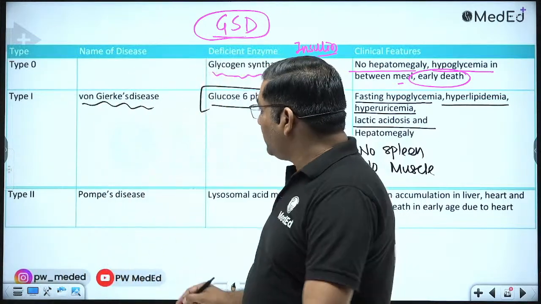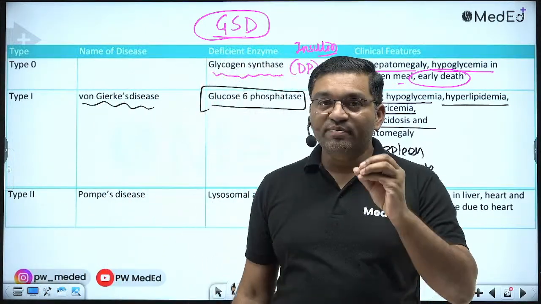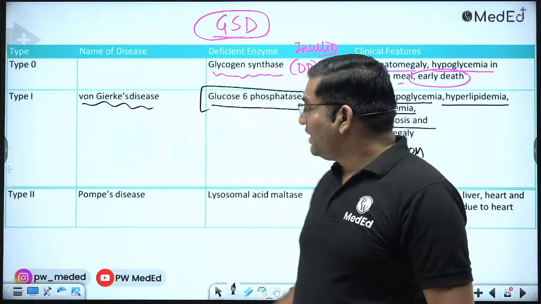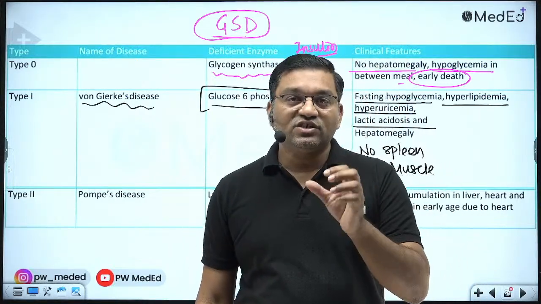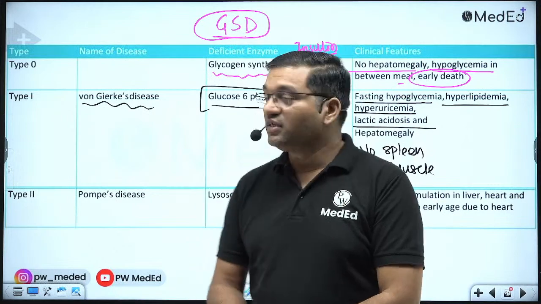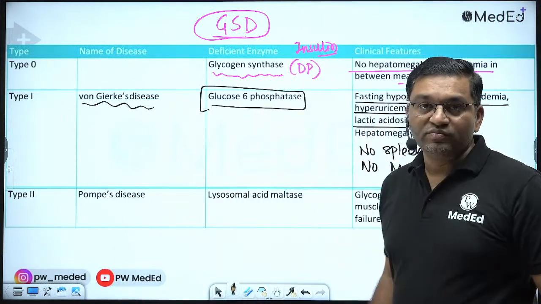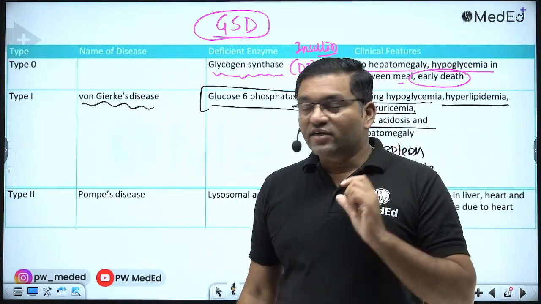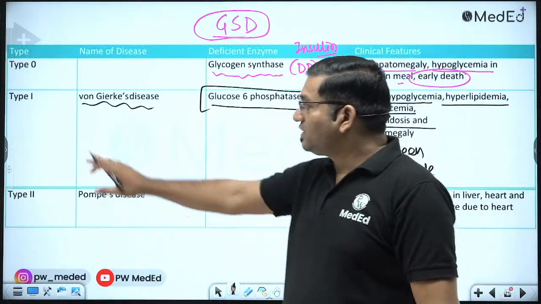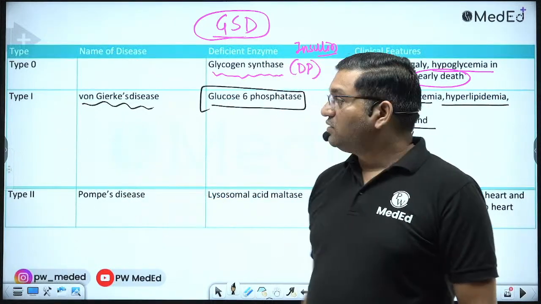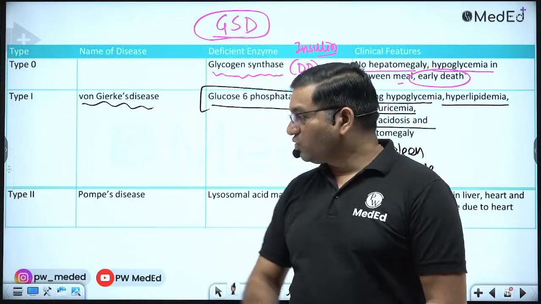Type 1B is due to a glucose transporter defect in the endoplasmic reticulum. It is characterized by recurrent infection and neutropenia in addition to these symptoms. Neutropenia and recurrent bacterial infection occur in type 1B glycogen storage disorder.